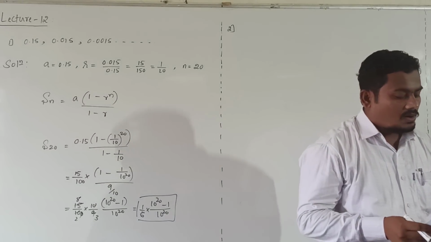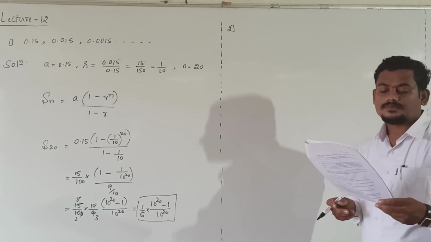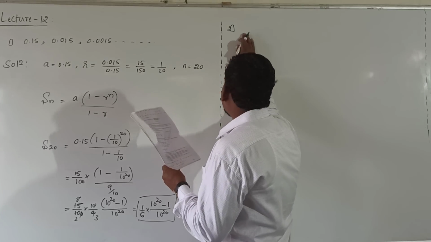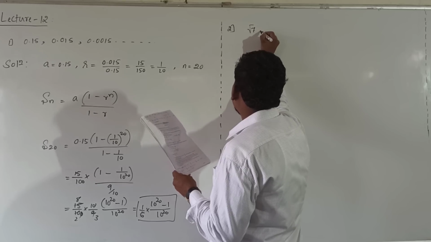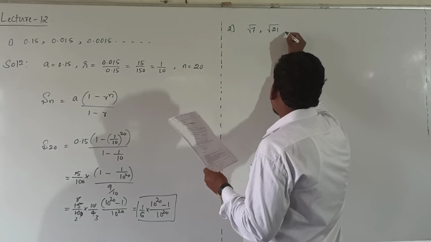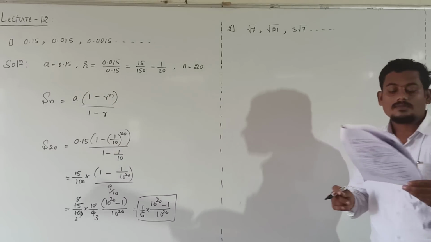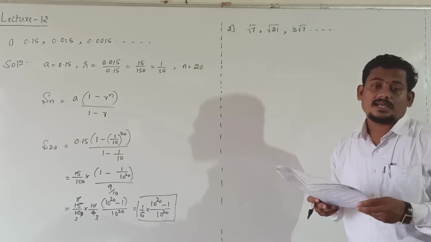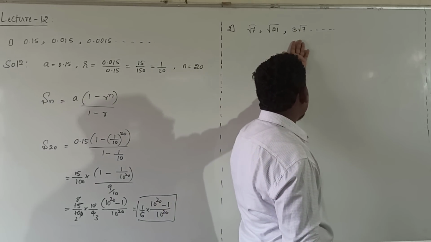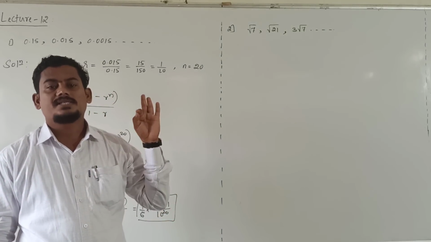Next problem. Find the sum to n terms of the geometric progression root 7, root 21, 3 root 7 and so on. In this case, we need to find Sn, the sum to n terms.